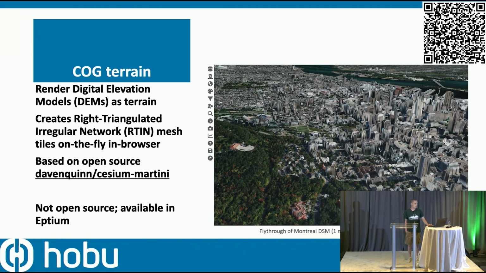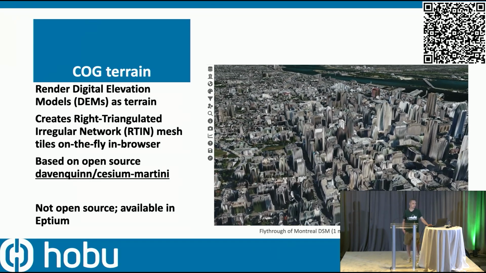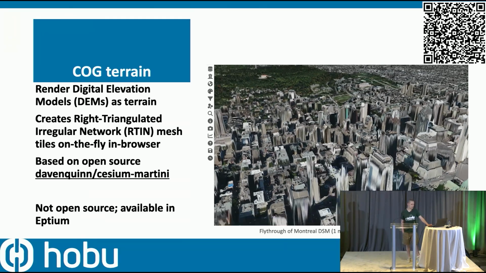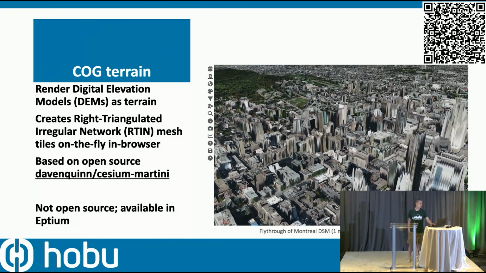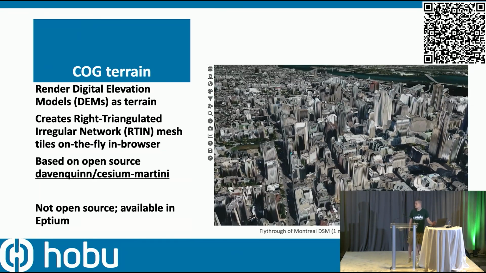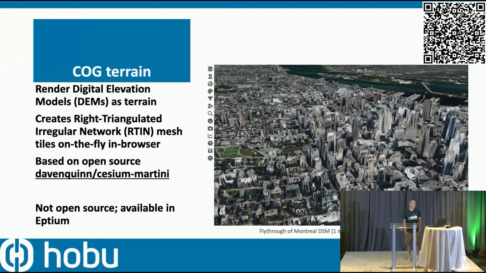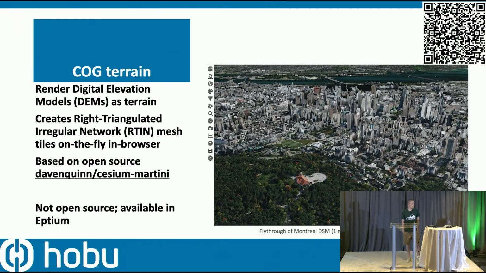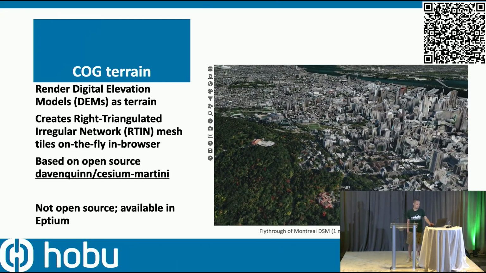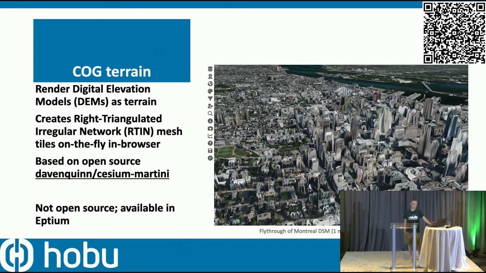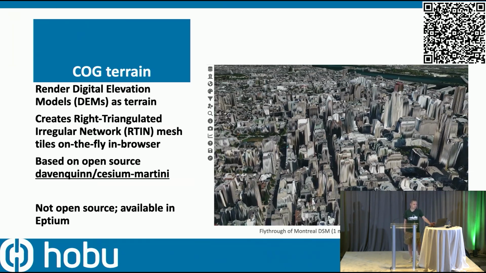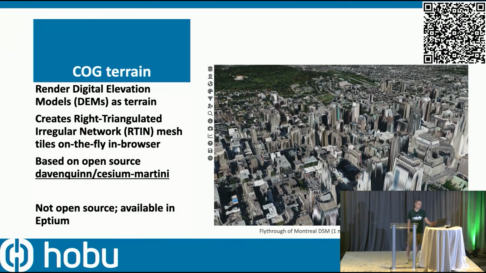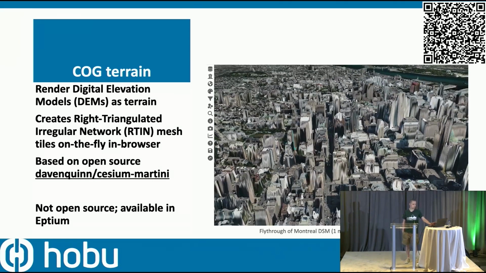So here we're finally on to one of my favorite Eptium features, the ability to render COG digital elevation models as quantized mesh terrain tiles on the fly in the browser. So this is originally based on the open source Cesium Martini package, which uses Mapbox's Martini algorithm on their terrain RGB data to quickly create right triangulated irregular network meshes, or RTIN meshes. And RTIN meshes consist of only right-angled triangles, which makes them less precise than traditional Delaunay-based TIN meshes, but they are much quicker to compute.